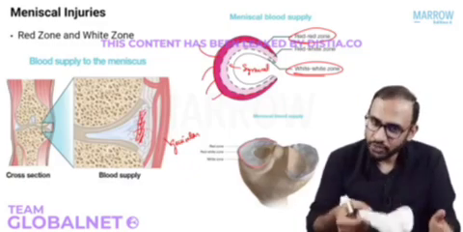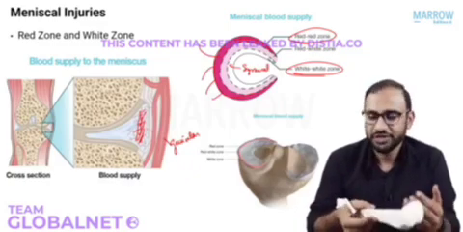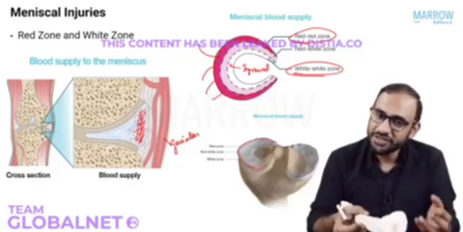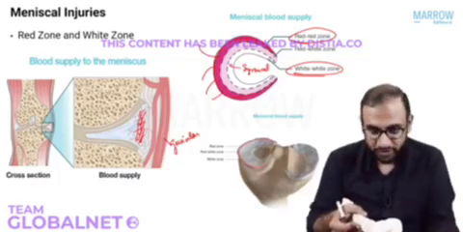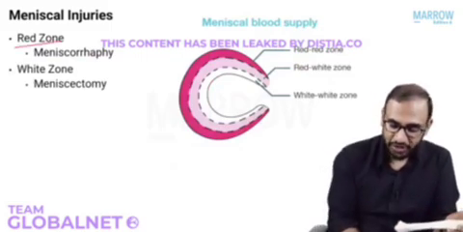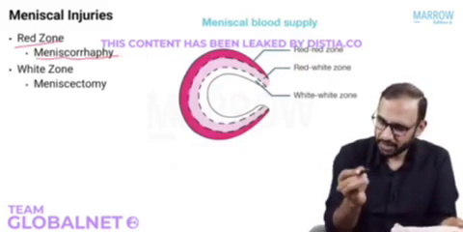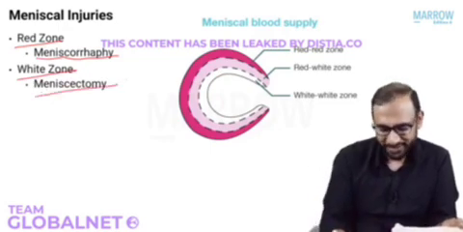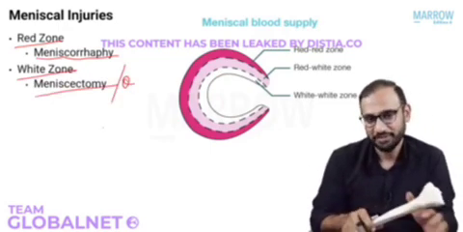Simple. So red zone tear, because of vascularity, if it is torn, you will repair it. White zone tear, because it's not vascular, if it's torn, you will not repair it, you will remove it. So what is the terminology? Red zone tear, meniscorrhaphy, means repair the meniscus. White zone tear, remove the meniscus, meniscectomy. And this was asked as a question in the recent exam.